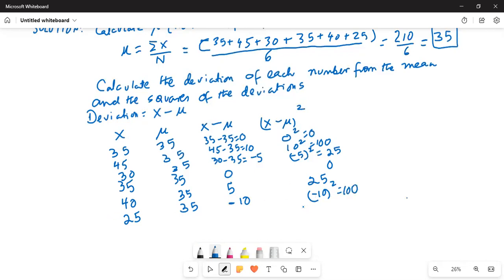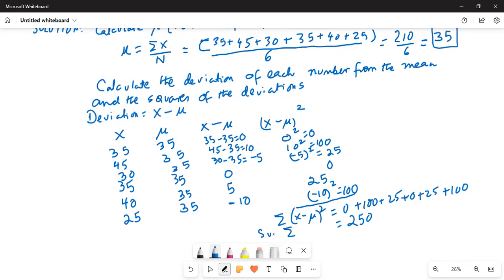So I am going to add up the squares of the deviations. Sum of x minus mu square is 0 plus 100 plus 25 plus 0 plus 25 plus 100, and the answer is 250. This is the symbol for sum, x minus mu square. It is the capital S in the Greek language, or sigma.